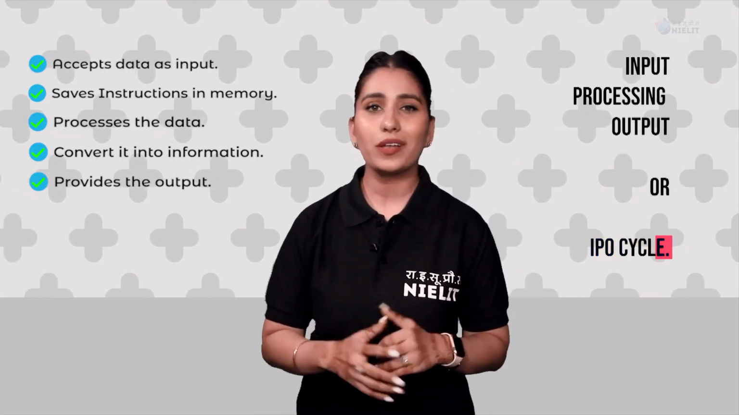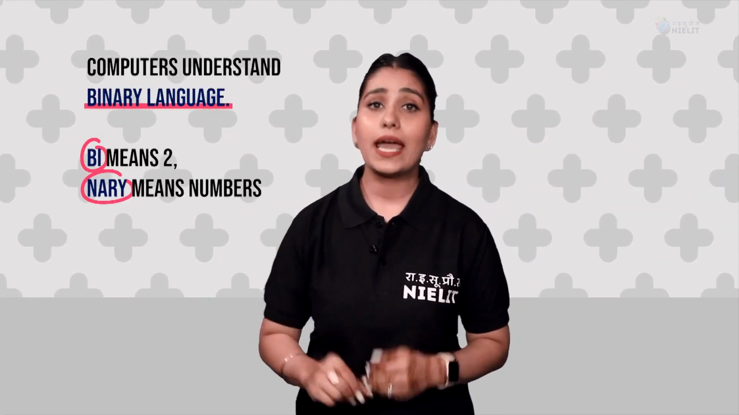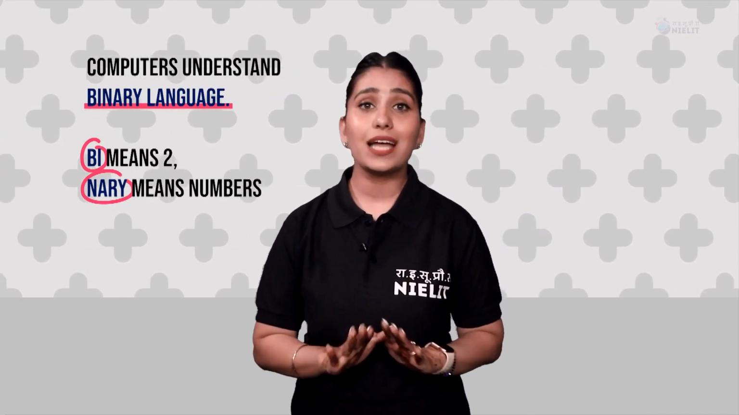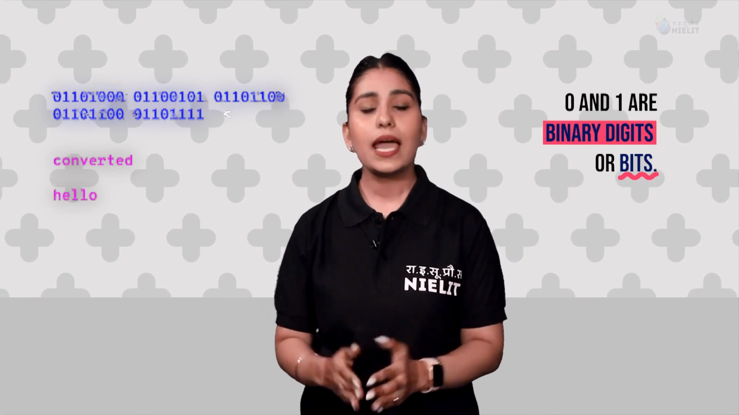Now we know what is a computer and how it functions, but do we know what language it understands? The computer understands binary language. Bi means 2 and nari means number. So computer just understands two numbers, 0 and 1. Thus, 0 and 1 are called binary digits or bits. So, a computer processes data through binary codes and converts them into our language.